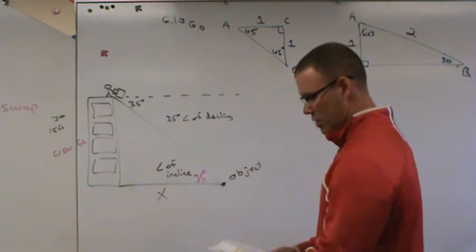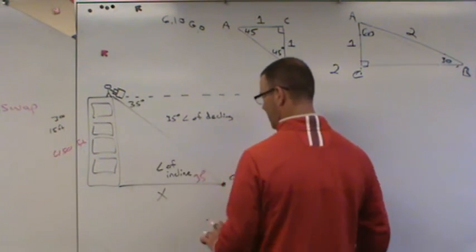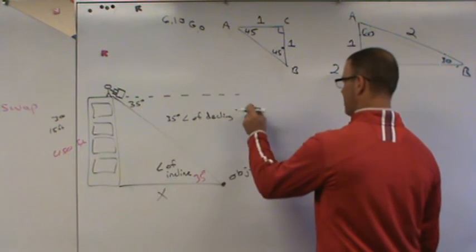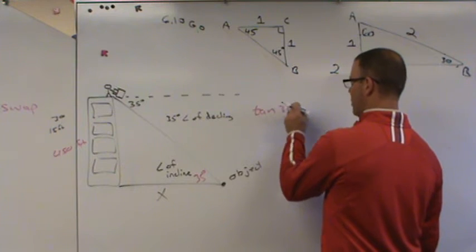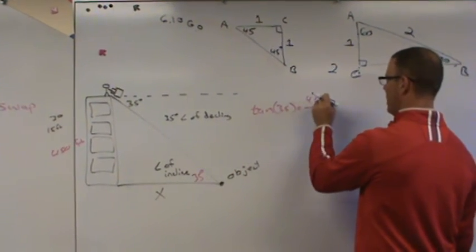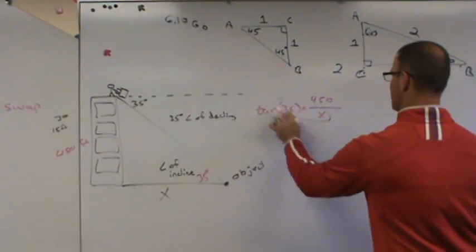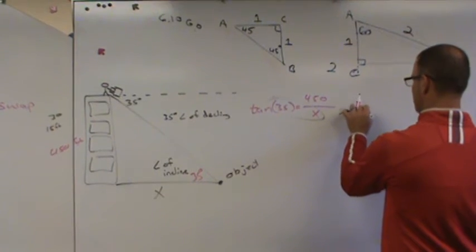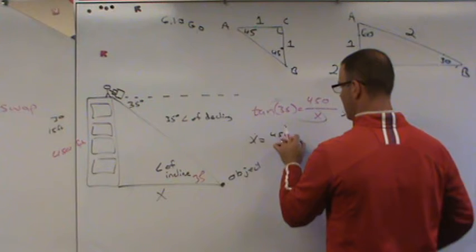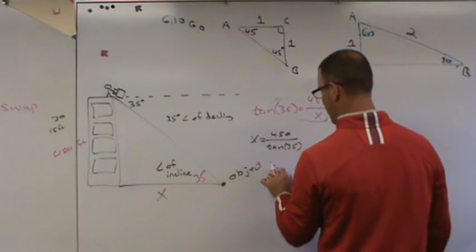So now we create our ratio. It's asking for how far is the object from the base of the building? That is a leg. I do not know the hypotenuse, so it's a tangent function again. So the tangent of 35 degrees is the value of the leg opposite, which is 450, over the leg adjacent, and what happens is we get the swaps. So x is equivalent to 450 over the tangent of 35, and put that in your calculator and see how you do.